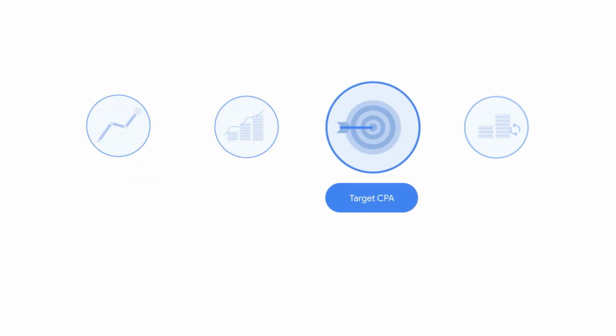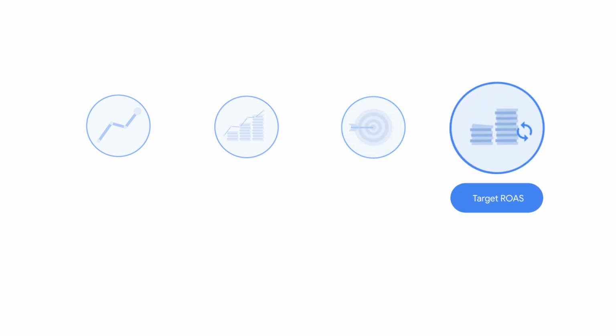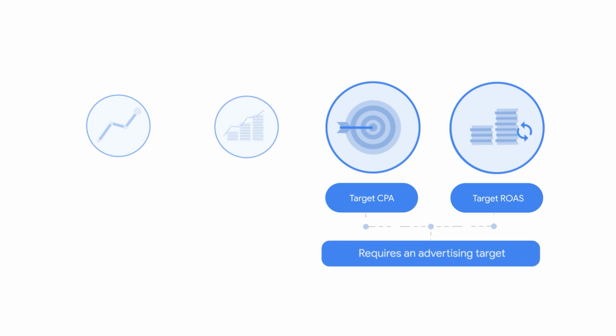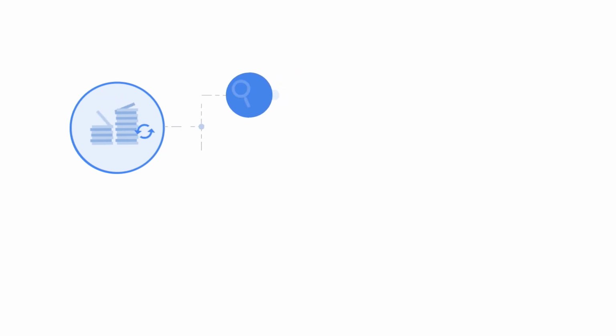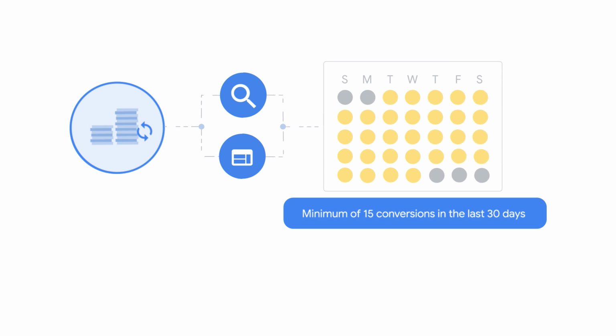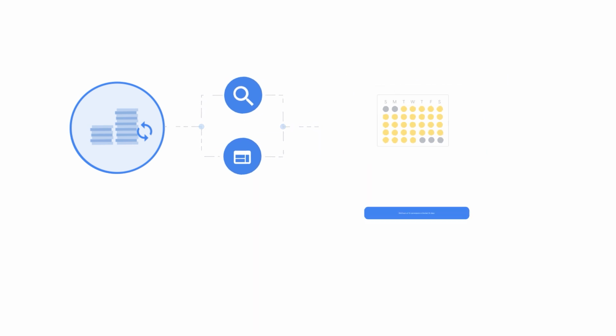Target CPA will set bids to help you get as many conversions as possible at or below your target cost per action, while Target ROAS will drive the highest conversion value possible while achieving your target return on ad spend. Both bidding strategies are a good fit for advertisers who want to achieve a certain target. Keep in mind that Target ROAS for search and display campaigns requires a minimum of 15 conversions in the last 30 days. For smart shopping campaigns, there's no conversion minimum requirement to use Target ROAS.